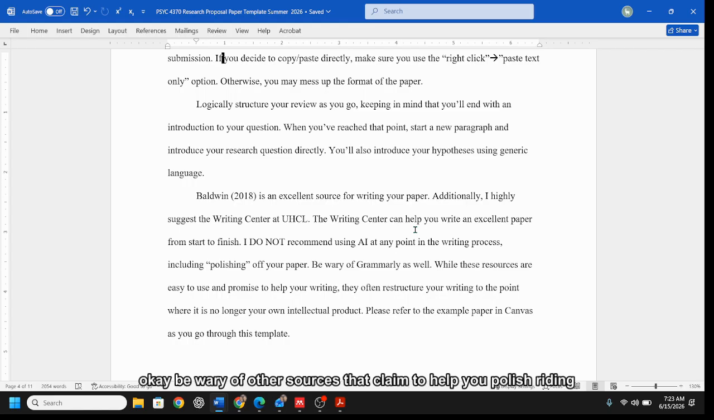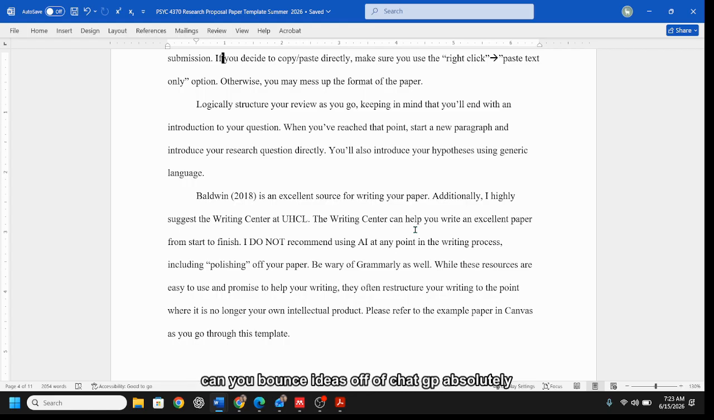Be wary of other sources that claim to help you polish your writing. Grammarly, for example. Sometimes if you run things through Grammarly, it'll suggest fixing things. Those fixings are bad as far as AI is concerned, because your paper will then be marked with structural components and other hints that generally indicate AI was used.